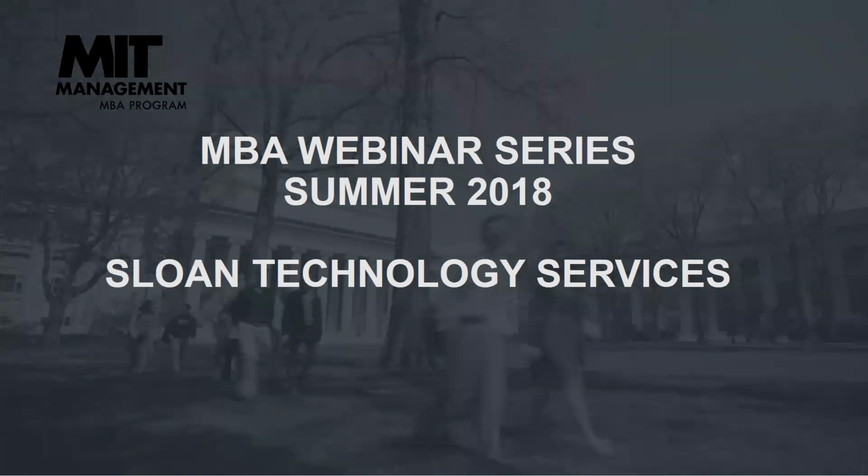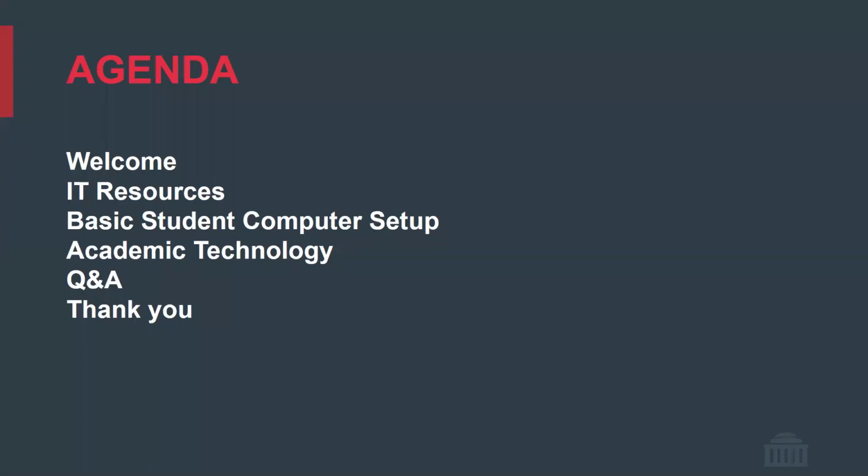All right. Good morning, everyone. Welcome. So today's presentation is an idea of giving students an overview of what the IT resources are here at Sloan and MIT. Go over some advice and some suggestions for the basic computer setup. Next, we'll go over what I call academic technology. This is some classroom technology that you're going to be using in the classroom. Finally, we'll have a Q&A to clarify any issues that may arise.